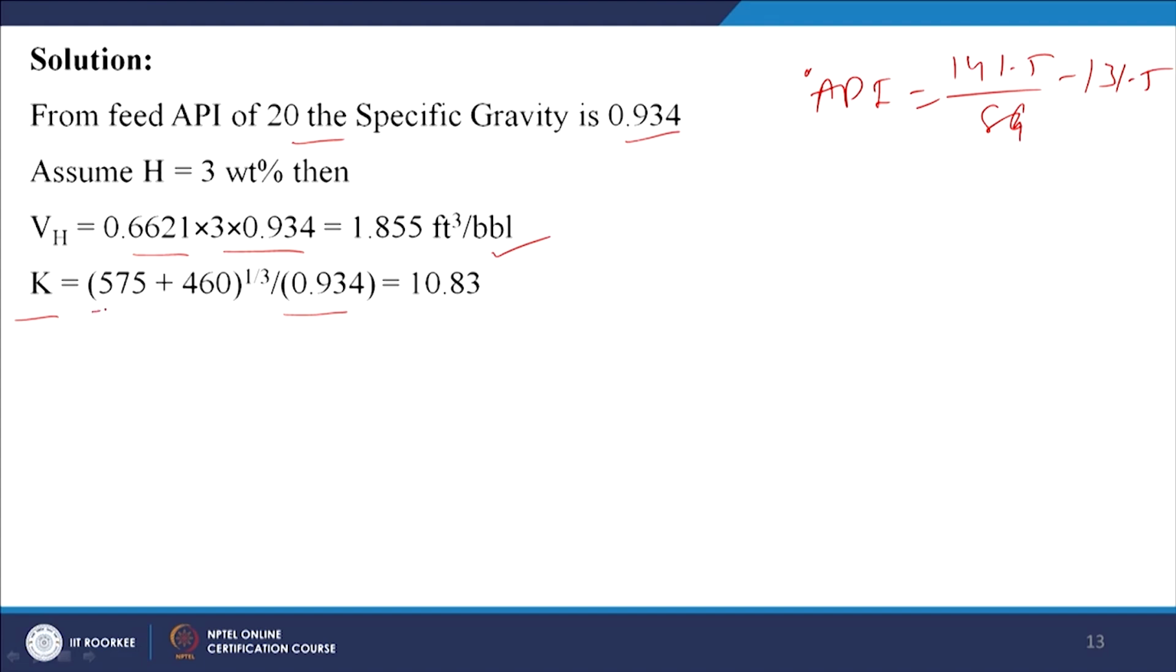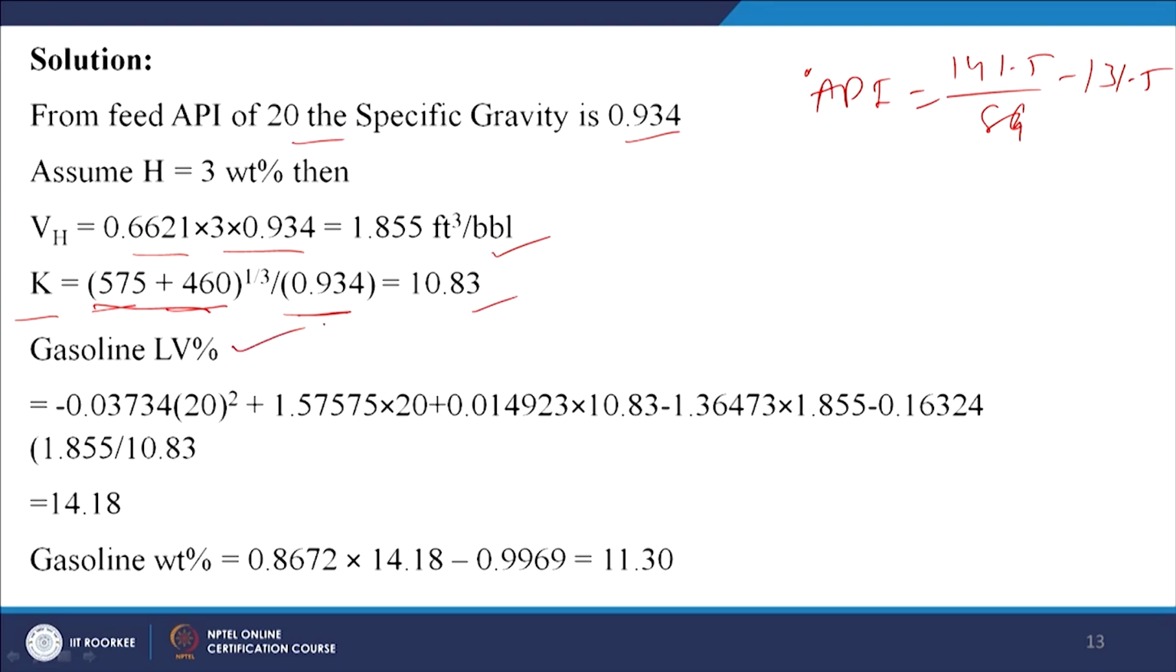TB was 575 Fahrenheit, so plus 460 gives Rankine, to the power 1/3 by this. So, that is equal to 10.83. Then what will be the gasoline liquid volume? We will put in this empirical formula with the API of the feed and the K value. Putting in the empirical formula, we get the value of 14.18 liquid volume percent.